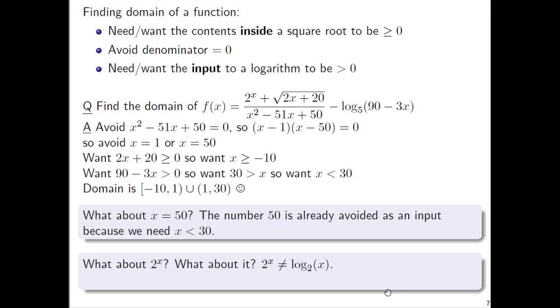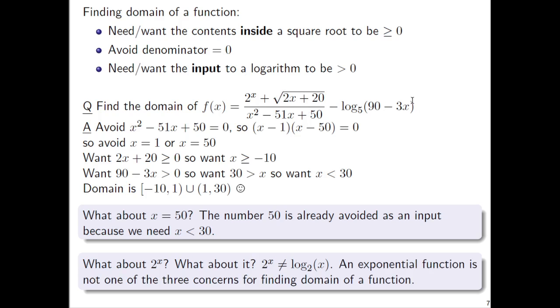But beyond that, 2 to the x is just some other piece here, and this exponential function doesn't cause any issues with the square root or the denominator equaling 0 or the input to a logarithm. It's not one of the three issues. So it's just hanging out here, and it does not affect the domain. So it does not affect the set of valid inputs. Of course, having the 2 to the x here would change what number you get for output as opposed to if this weren't here, but it doesn't affect the domain being the set of valid inputs.